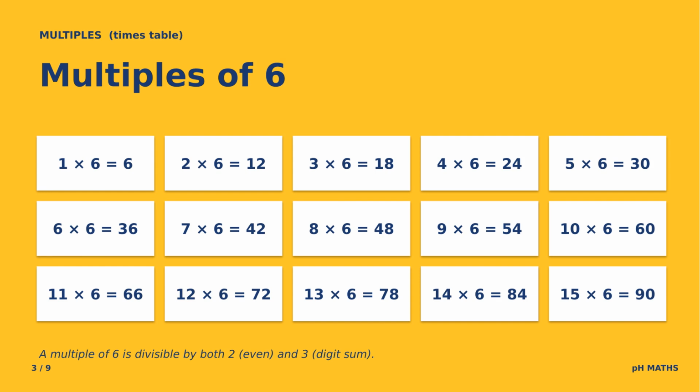Let's look at the times table and multiples of 6. 6, 12, 18, 24, 30, 36, 42, 48, 54, 60. The divisibility test for 6 combines two rules. A number divides by 6 if it's even, and its digit sum divides by 3. Both conditions, not either. So 126, even. The digit sum of 126 equals 9. 9 divides by 3, yes. 125, odd, no. 2 tests, 1 answer.